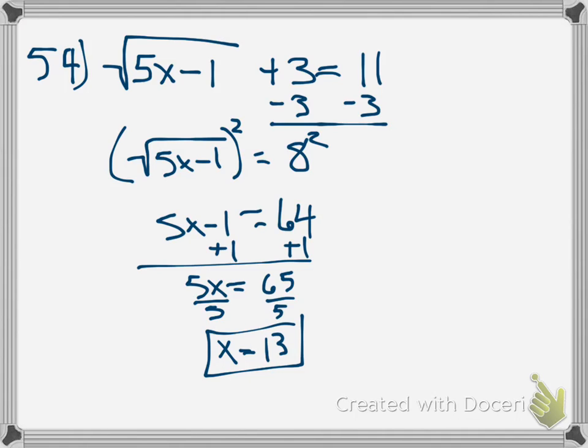Obviously you could check your work: 5 times 13 is 65, minus 1 is 64, the square root of 64 is 8, and 8 plus 3 is 11. Easy check, there you go. All these problems, 55, 56, 57, 58, are kind of like that, so you would just work through those.